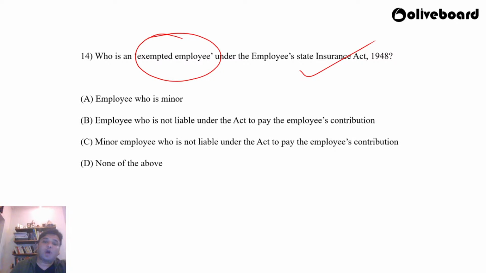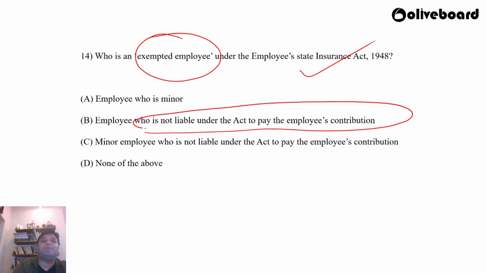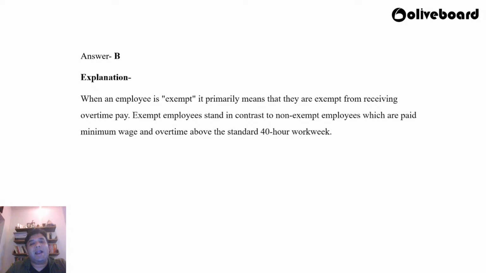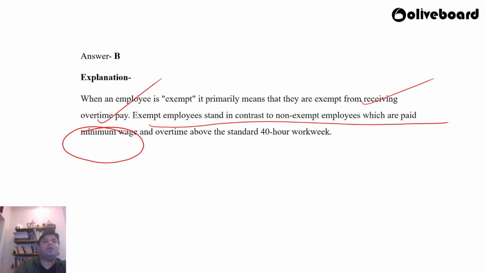An employee who is not liable under the Act to pay the employee's contribution, that employee is exempt. It primarily means that they're exempt from receiving overtime pay. Exempt employees stand in contrast to non-exempt employees, which are paid minimum wage and overtime above the standard 40-hour work week. Okay.